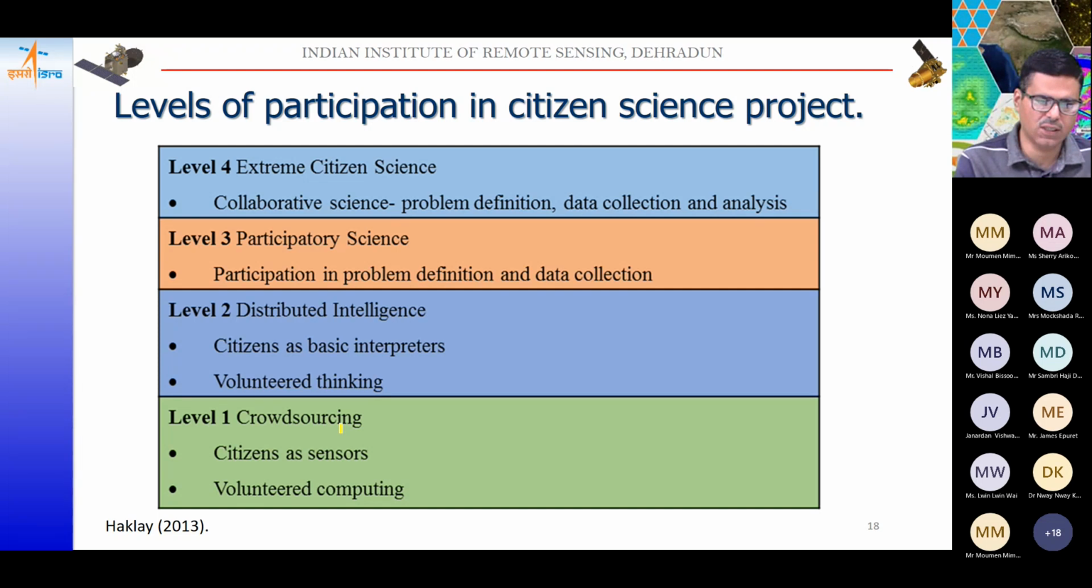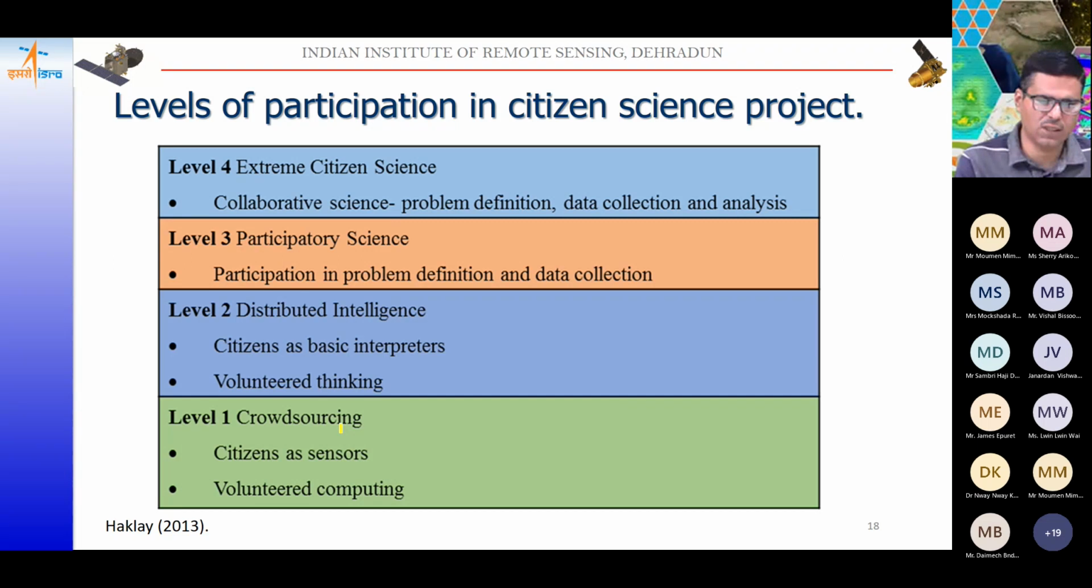So as you see, from the basic level of crowdsourcing to distributed intelligence to participatory science, the level of engagement or participation of the people is being emphasized. And level 4, which he termed extreme citizen science, also collaborative science, is where people are involved not purely in problem or data collection, but in all the phases, right from the definition of the problem, data collection, interpretation, analysis, and other activities. So these are the levels of participation as he has provided, from basic crowdsourcing up to level 4, extreme citizen science, where volunteers are involved not at only a few levels, but almost all the levels in the project activities.